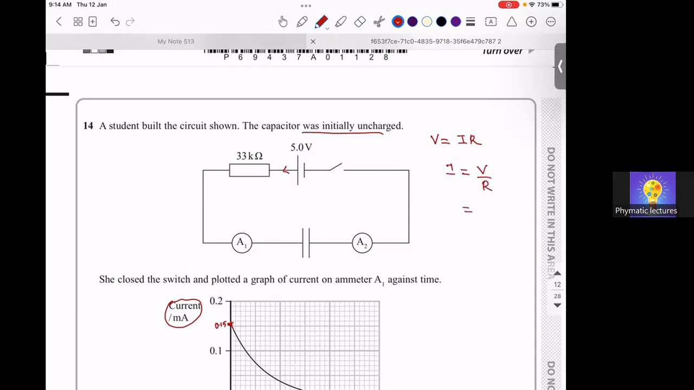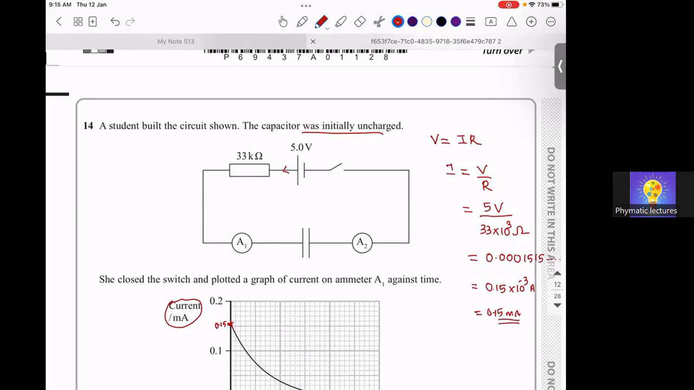What is V? The potential is 5 volt divided by the resistance 33 kilo ohm, which means 33 into 10 to the power of 3 ohm. Take your calculator and find 5 divided by 33,000. That will give us 0.0001515, so nearly 0.15 into 10 to the power of minus 3 ampere. That means it is 0.15 milliampere.